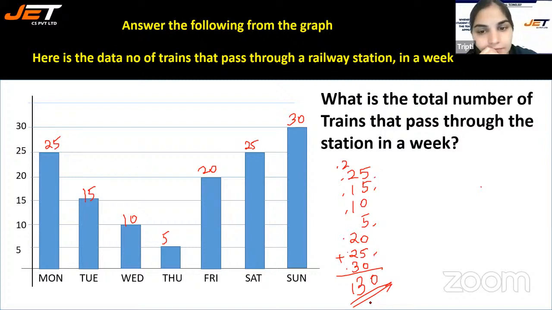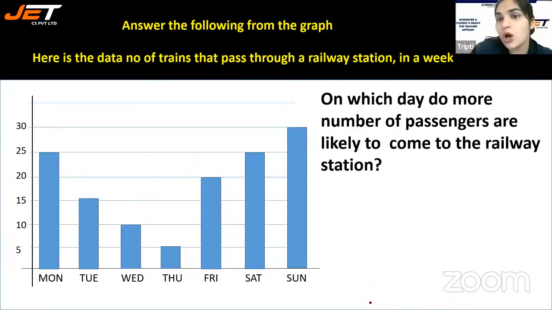130 is the answer. Let's do the next question. On which day are more passengers likely to come to the railway station?